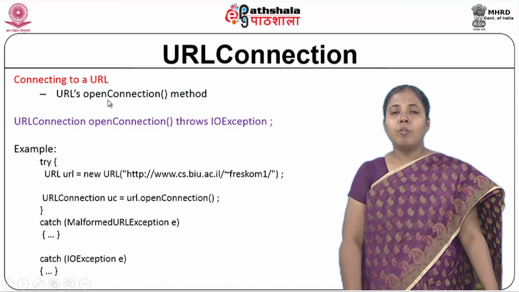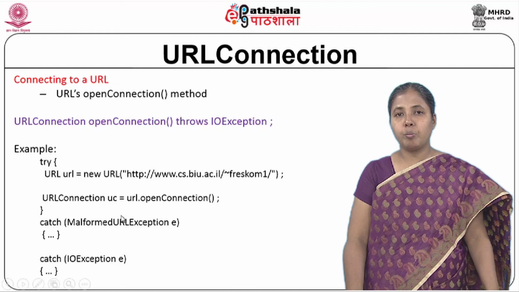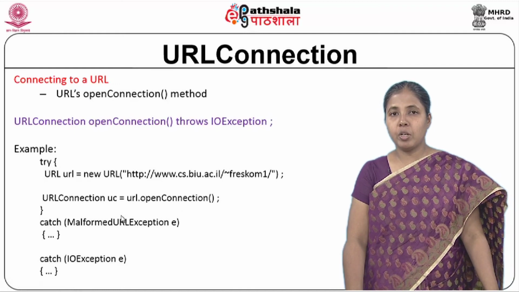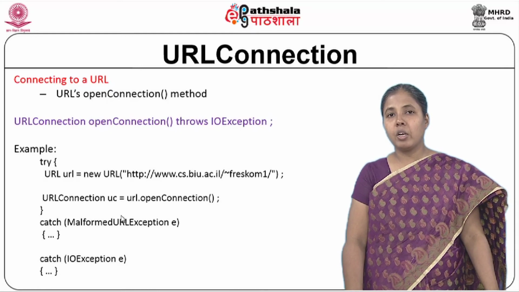Now, connecting to a URL, we know that we use the URL's openConnection method. This is a simple syntax that explains how we open a connection to a URL. First step, we need to create a URL object. So, we have created a URL object. The second step, instead of creating a URLConnection object using the constructor, make use of this URL object and the openConnection method and create a URLConnection object. Once you have a URLConnection object, you can make use of the openStream method, make a connection to the URL, open an input stream and then you can read the resource.